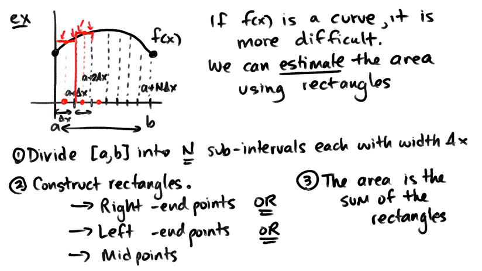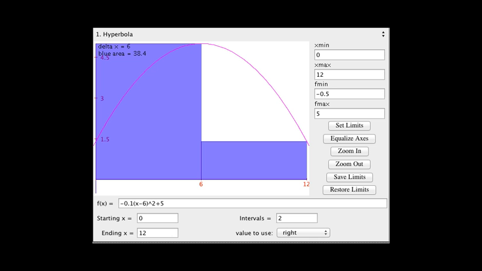Let's use some technology to show how this works. Okay, so this applet allows us to take a look at right and left endpoints and how making more rectangles is actually a good thing. So I've got a function, a downward facing parabola here, and this is currently showing the right endpoints. So there's a right endpoint rectangle, and here's your right endpoint at 12 rectangle. And I just have two intervals right now.